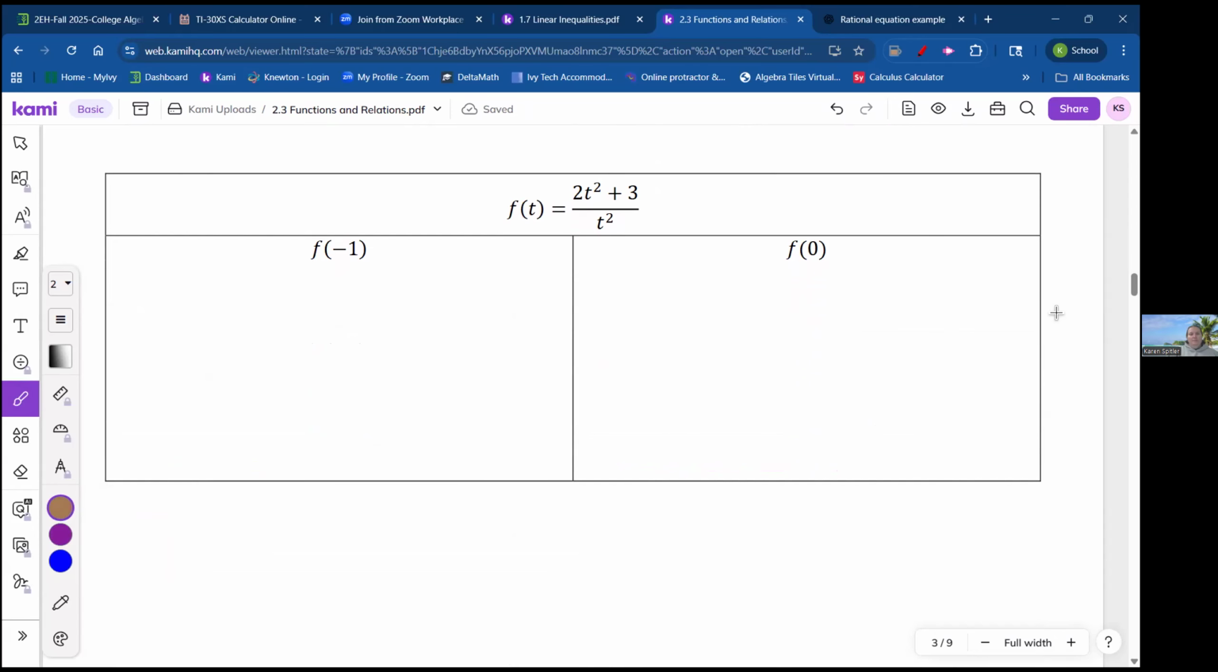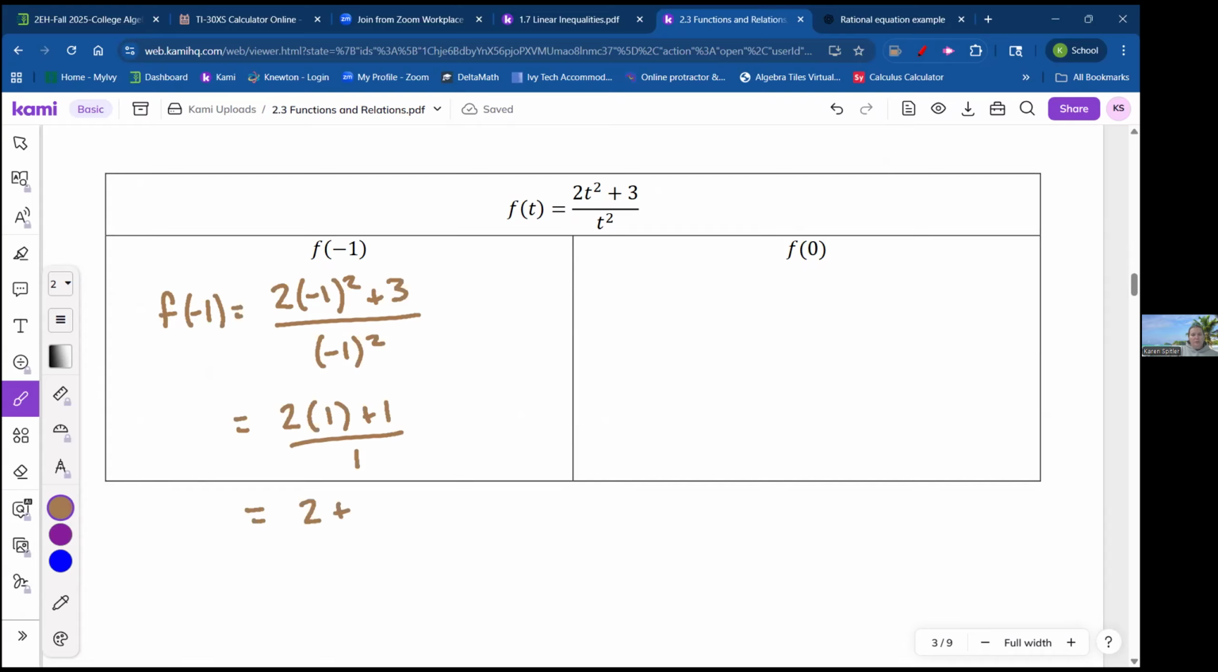Plug in negative 1. So f of negative 1 is equal to 2 times negative 1 squared plus 3 divided by negative 1 squared. So negative 1 squared is 1. So 2 times 1 plus 3 over 1. So 2 times 1 is 2. 2 plus 3 over 1. So f of negative 1 is 2 plus 3.